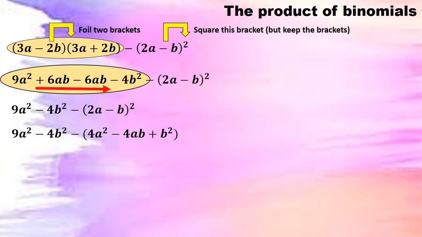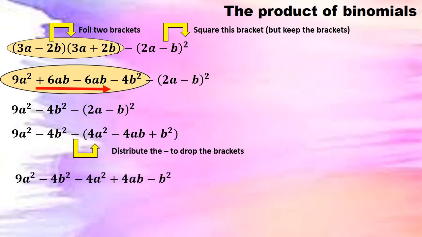Okay, so do you see that the short way does help you in a long sum? You can do it on the side if you want to: you double up the brackets and FOIL it out. But please remember to keep your brackets, because you still have to distribute that negative into the brackets to drop those brackets. Okay, so then you've got 9a squared minus 4b squared minus 4a squared plus 4ab minus b squared. Okay, then all your brackets are gone, all the multiplication is done.